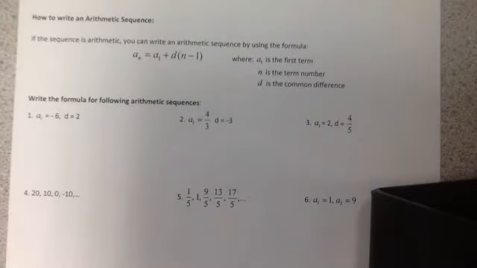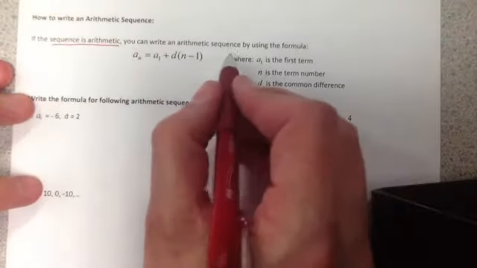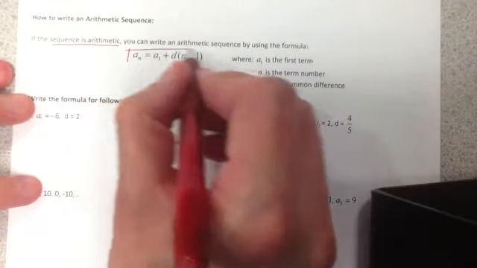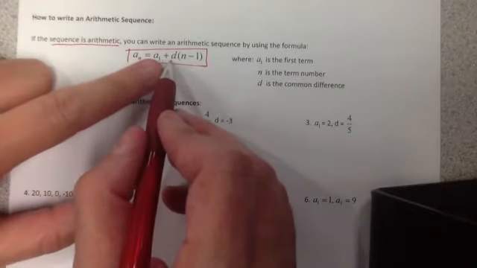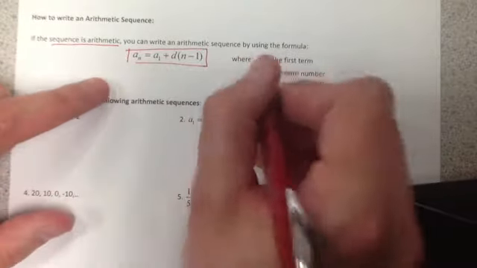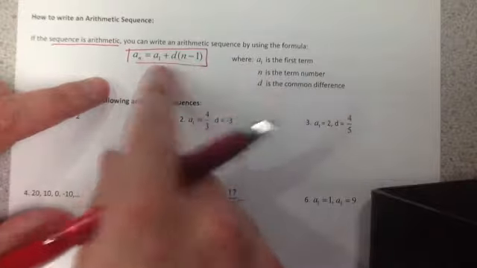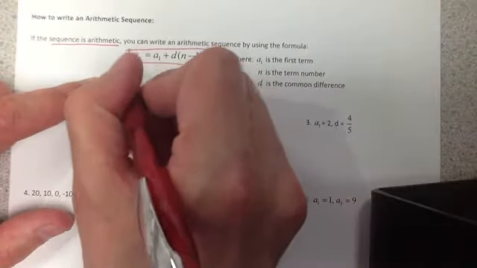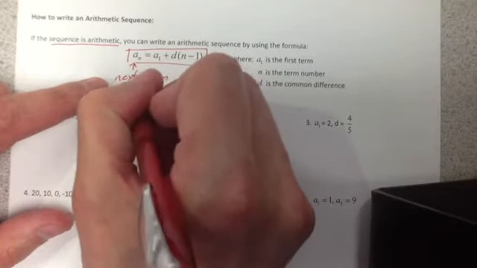Now, next we're going to take a look at how to write an arithmetic sequence. If you know that a sequence is arithmetic, we can write it by using the following formula: a sub n equals a sub 1 plus d, the common difference, times n minus 1. I explain what they mean right here. A sub 1 is our first term. n is the number of terms, the term number. d is our common difference. A sub n is the next term. This is our explicit function.